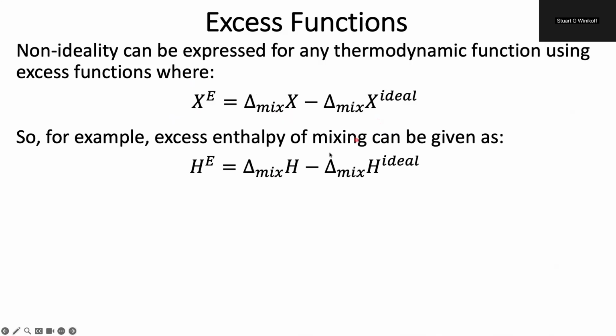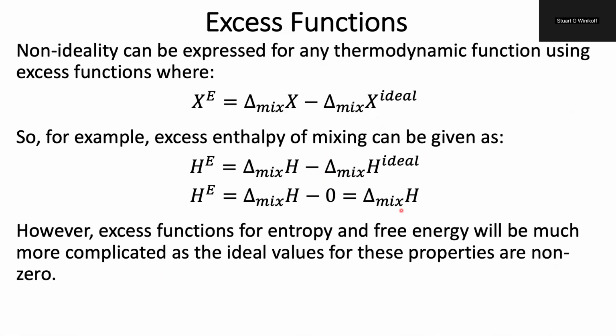So for example, let's take a look at the case of excess enthalpy. So excess enthalpy can be given as the enthalpy of mixing and then subtracting out the ideal enthalpy of mixing. Now, one of the reasons we started with this case is it's relatively simple because the ideal enthalpy of mixing is just zero. So the excess function for enthalpy is simply the enthalpy of mixing. So that makes it relatively straightforward. However, the excess functions for entropy and free energy are going to be more complicated as they actually do have ideal properties, and we have to subtract those out because they will be non-zero.